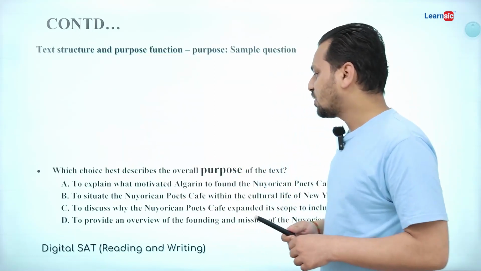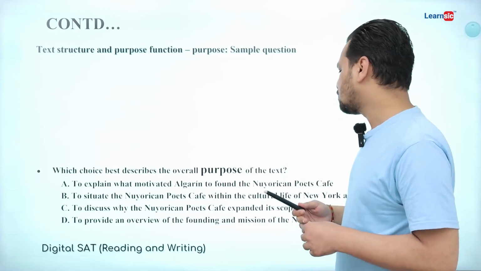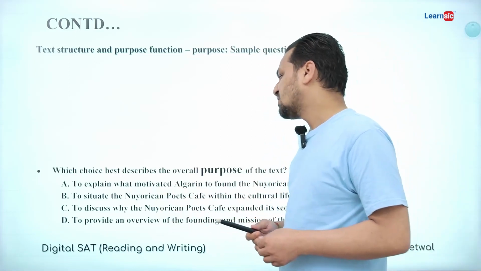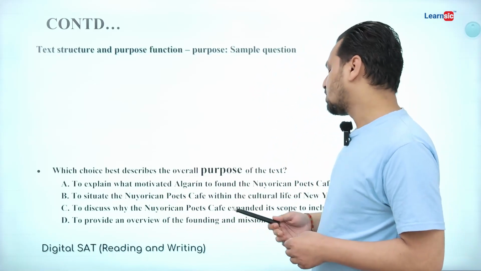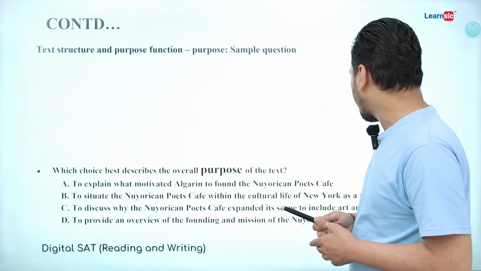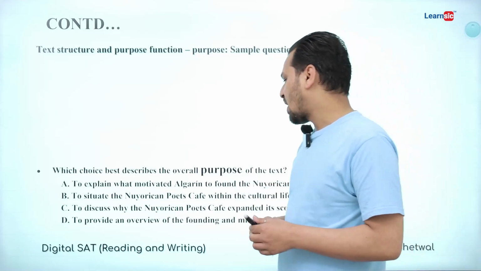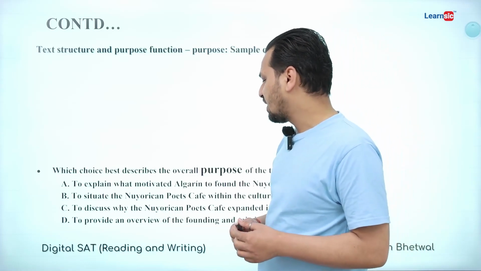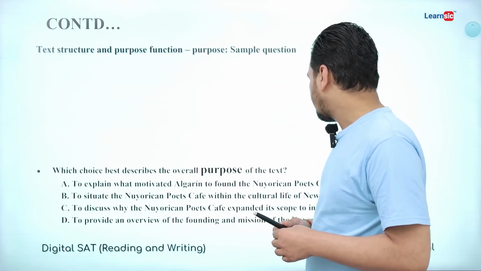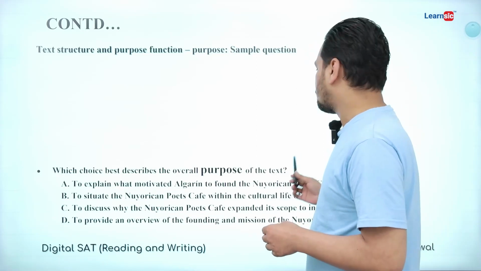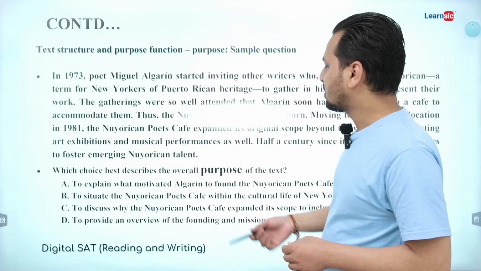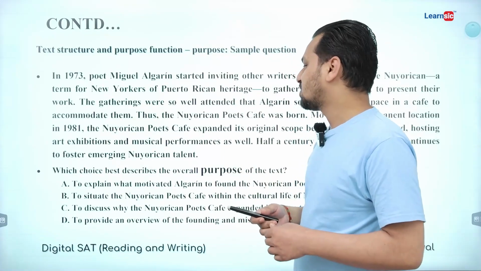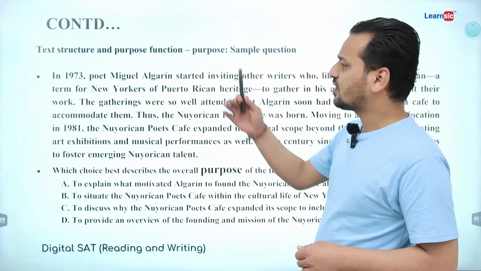A. To explain what motivated Algarin to found the Nuyorican Poets Cafe. B. To situate the Nuyorican Poets Cafe within the cultural life of New York as a whole. C. To discuss why the Nuyorican Poets Cafe expanded its scope to include art and music. D. To provide an overview of the founding and mission of the Nuyorican Poets Cafe. And you'll be getting text like this. After reading the text, you need to find out which choice best describes the overall purpose of the text. And you can read the text if you want.